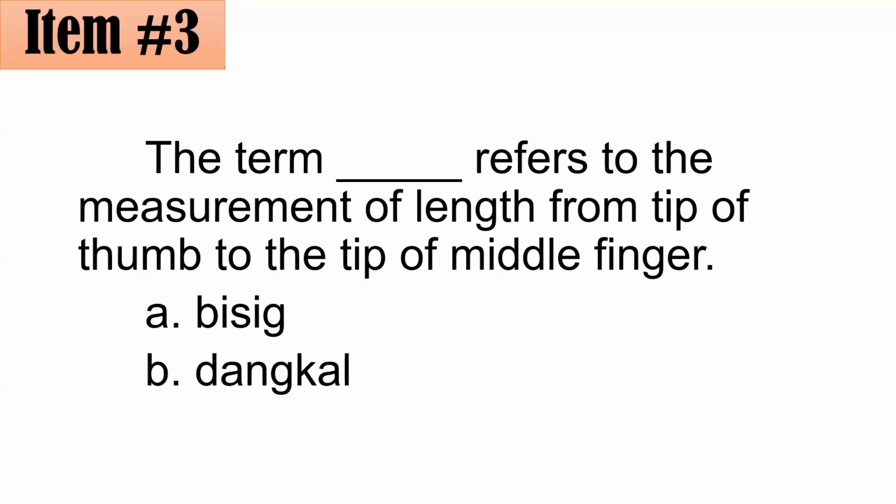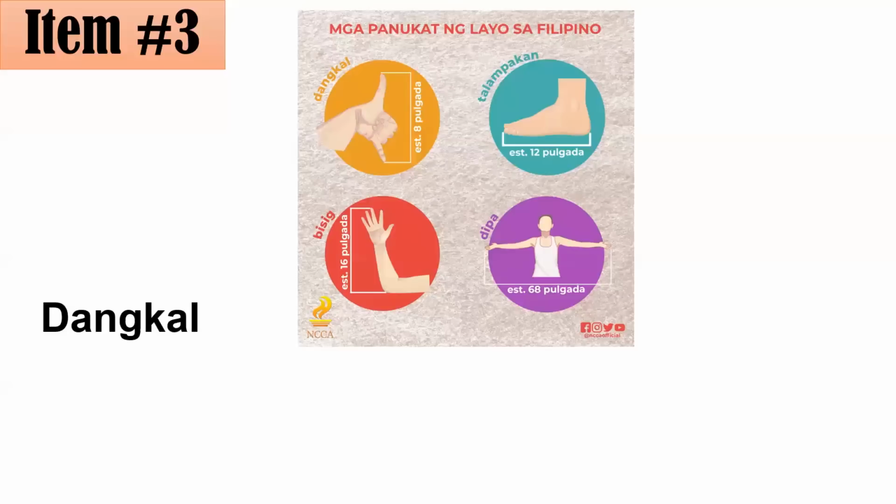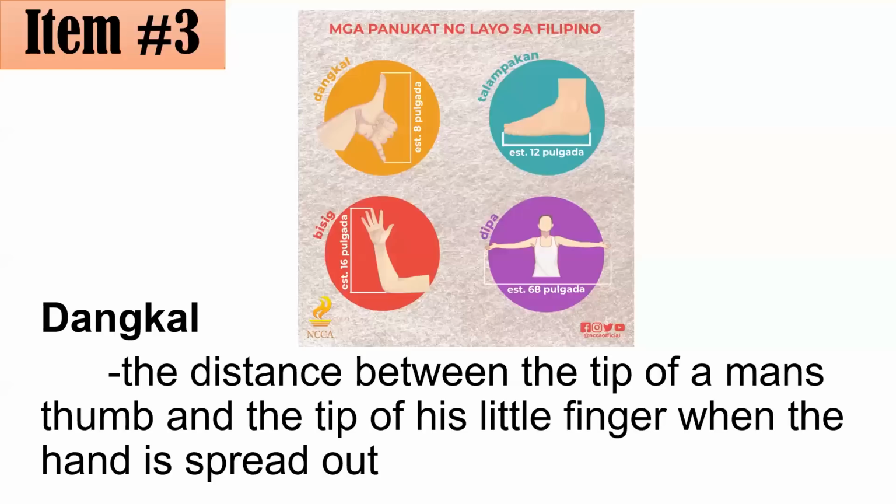Number 3, the term length refers to the measurement of length from tip of the thumb to the tip of the middle finger. Is it A, bisig, or B, dangkal? Wow, bilis po. Your answer is letter B. If you answered B, dangkal, you are actually correct. It is the distance between the tip of the man's thumb and the tip of his little finger. Yung sa iba naman po yung middle finger, no? Depende po sa reference, when the hand is spread out. Letter B. Good job, everyone.